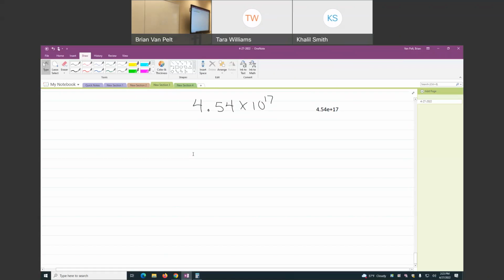Now let's switch gears, and I want you to try this. Let's look at small numbers. The beauty of scientific notation is, they call it scientific notation because it has the capability of handling small numbers. So convert.